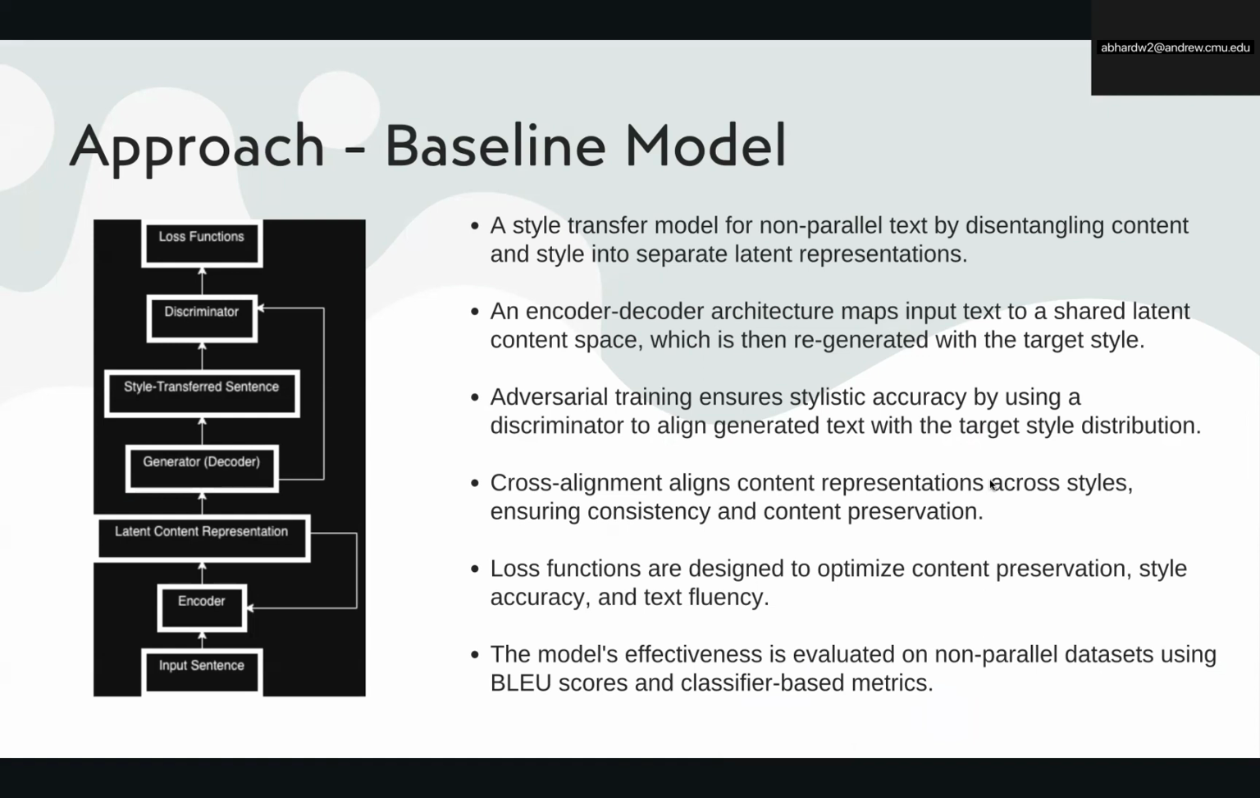Adversarial training ensures stylistic accuracy by using a generator to transform text and a discriminator to distinguish between real and generated outputs. Cross-alignment maintains consistent content across styles, ensuring semantic integrity. Performance is measured with BLEU score for content preservation and a pre-trained style classifier for style accuracy.